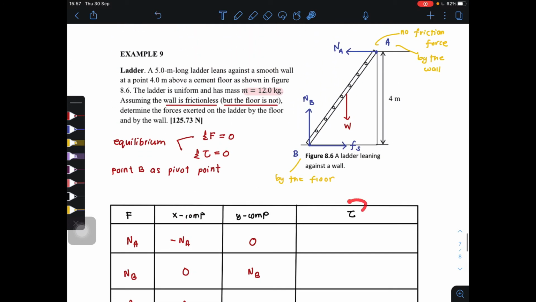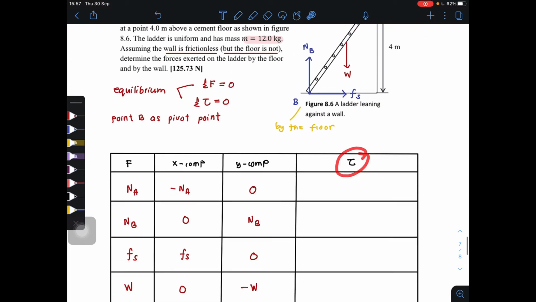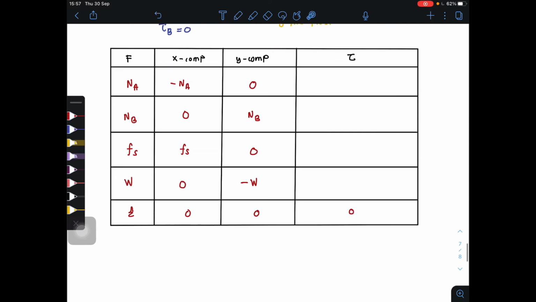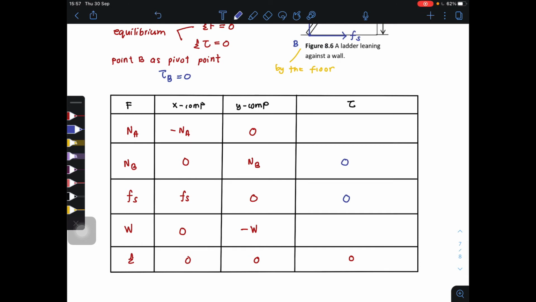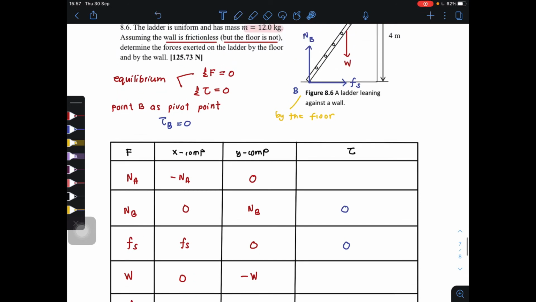So, for torque now. As I mentioned before, at the pivot point, the value for the torque will be equal to 0. So that means torque on point B will be equal to 0. So at point B we have two forces, and both of them will be equal to zero. So Fs will be equal to 0, and NB will also be zero, because both of them sit at the pivot point.